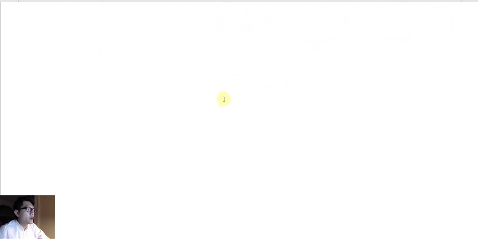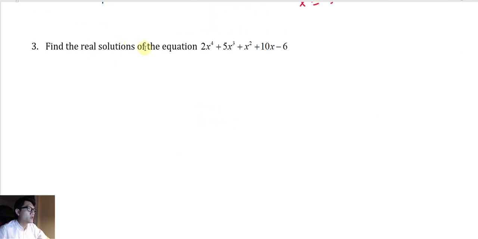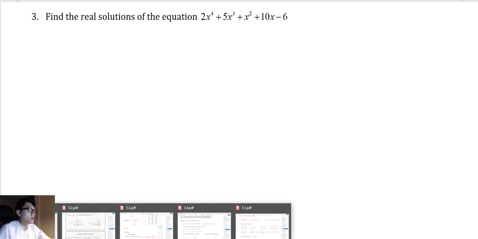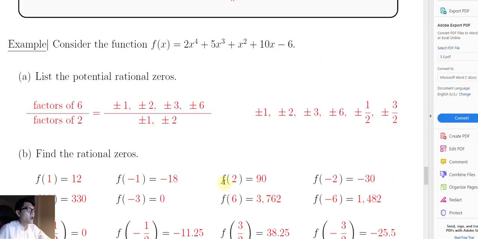The next question: find the real solutions to the equation. So how do I find the solutions? This is to the 4th power, so it's difficult to find the solutions. It is not a second-degree polynomial, so you cannot really use the quadratic formula. Now there's something called the rational zero theorem, right?